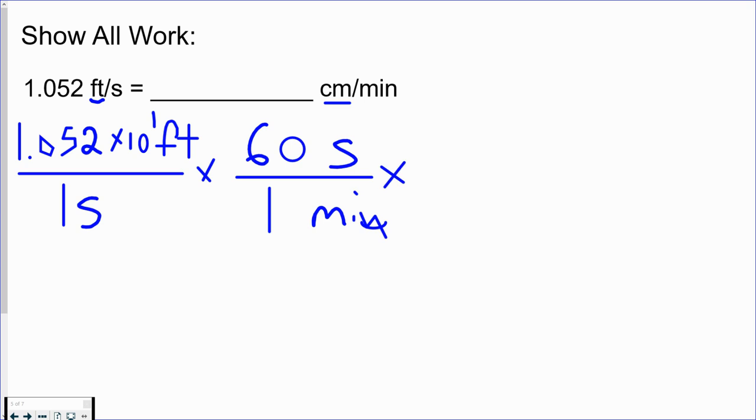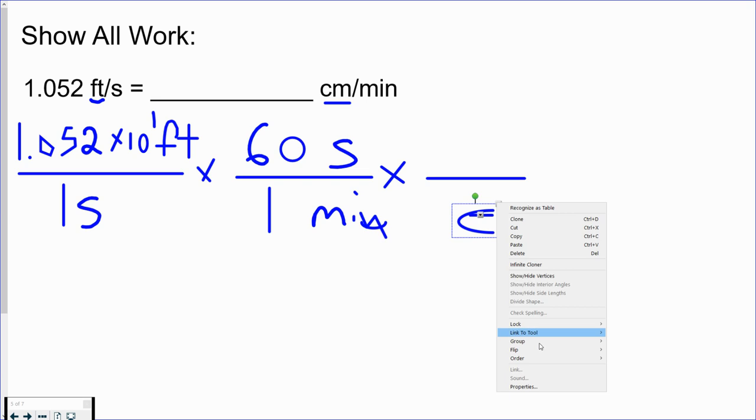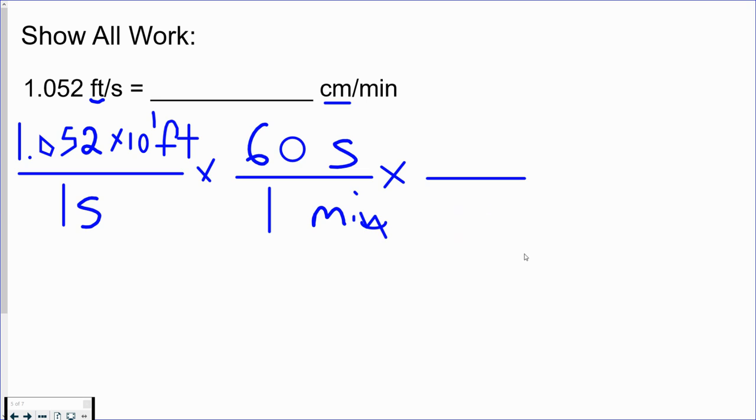The next one, we're going to go from feet. Now, if you look at the back of your periodic table, you will notice that we don't have a direct conversion from feet to centimeters. So you have 2 different paths. You can go from feet to inches, inches to meters, meters to centimeters, or you can just go from feet to inches, inches to centimeters. That's the way that I would like to go.